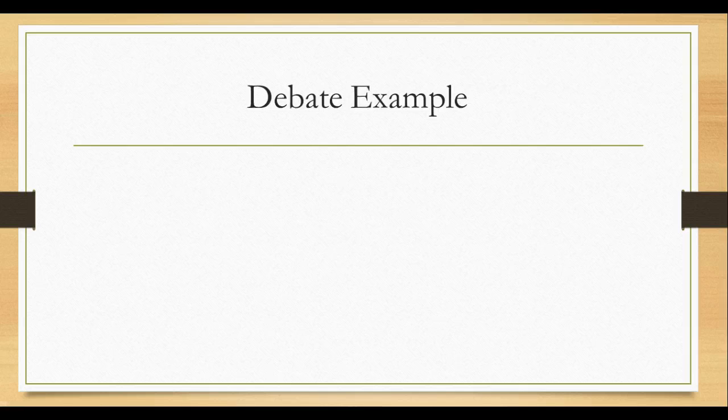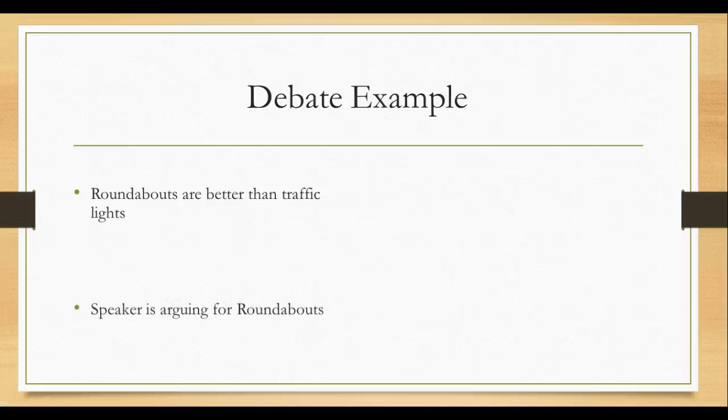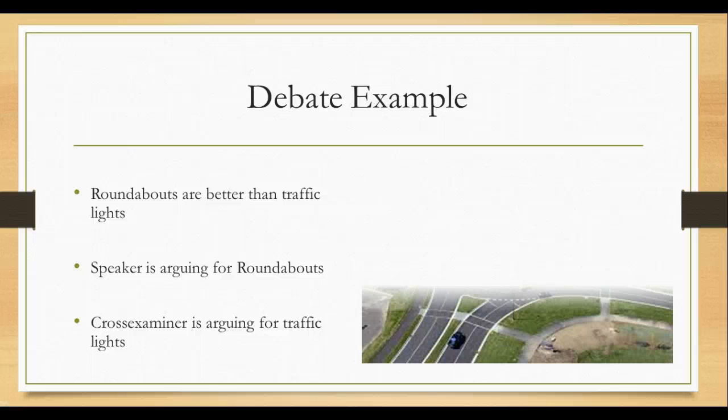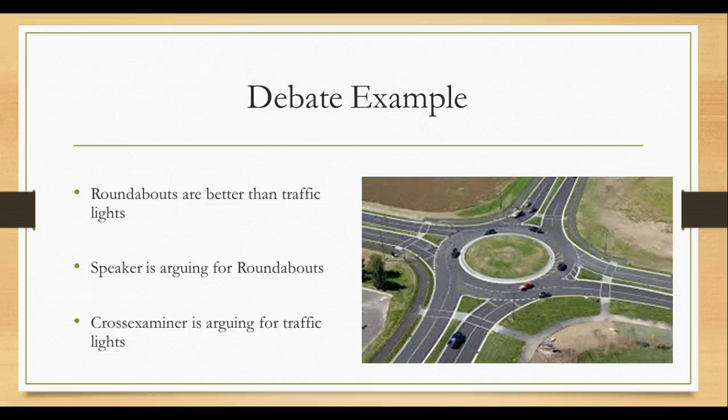Now what you're going to see in a second is an example of a short segment of cross-examination. So the topic is actually going to be about roundabouts are better than traffic lights. This is coming from the Toronto Debate Society, excuse me. The speaker is going to be arguing for roundabouts, so he's going to be finishing his case, and then we'll see someone come up and cross-examine him, and they are arguing for traffic lights. Probably right now you're thinking, what the heck are roundabouts? They are these. So the person who is talking is going to be arguing that these are better than having traditional stoplights, right? The traffic lights that we typically have.